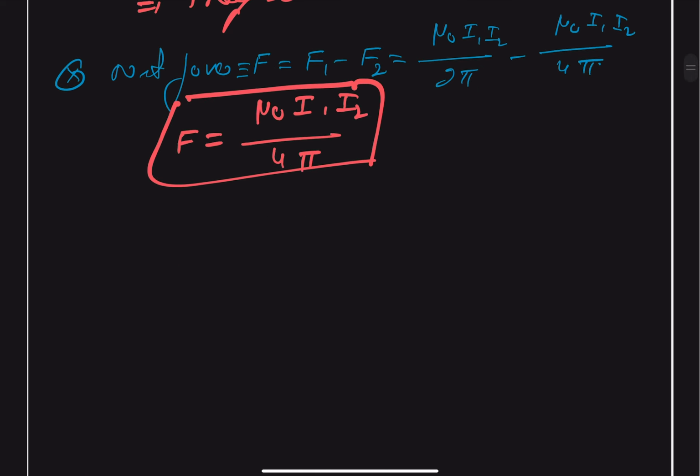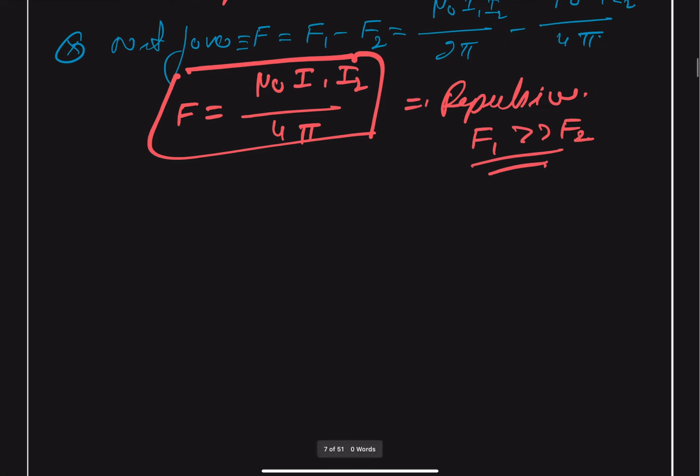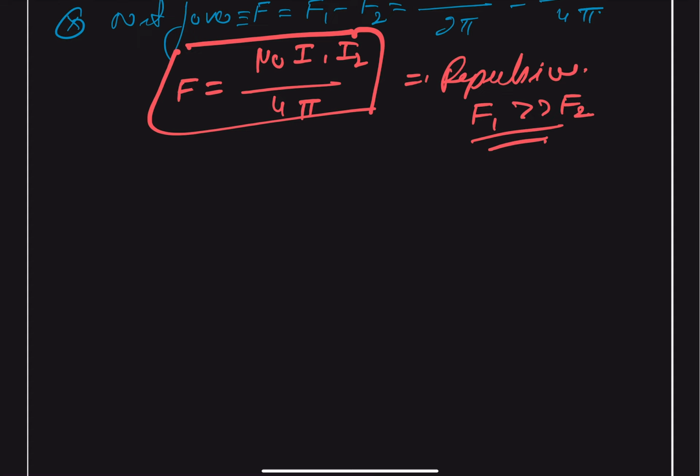So this force will be repulsive because F1 is far greater than our F2. So therefore option D is correct.